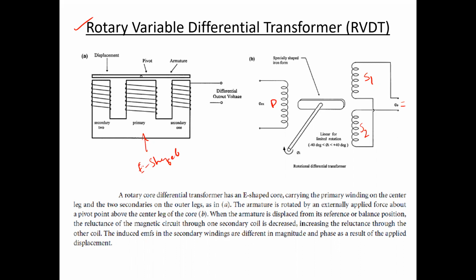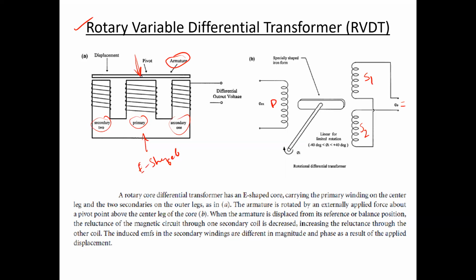Now, a general construction can consist of an E-shaped iron core or ferromagnetic core. In the central leg, there could be the primary winding, and in the other two legs, there could be the two secondary windings. With respect to these three static coils, there would be an armature or movable core which can rotate about a pivotal point.